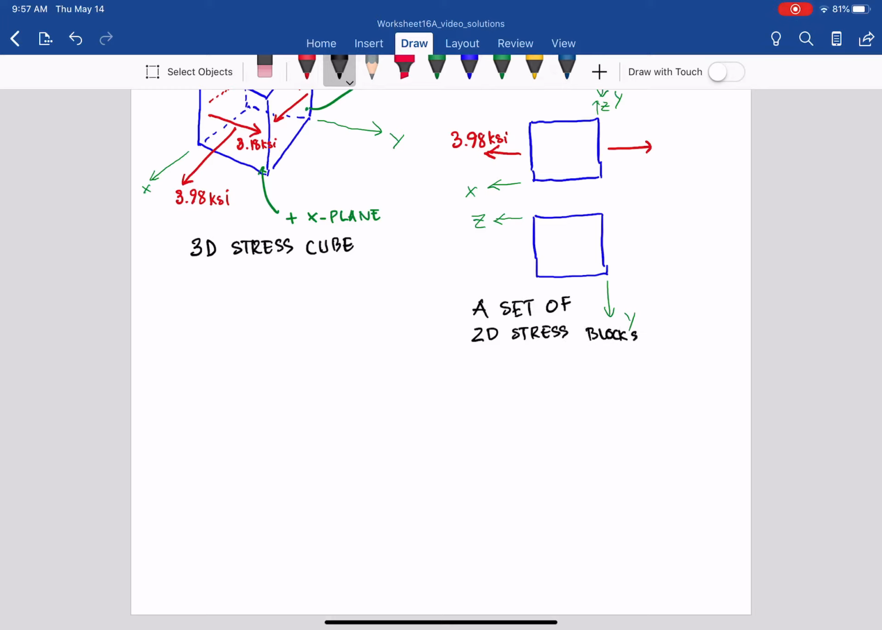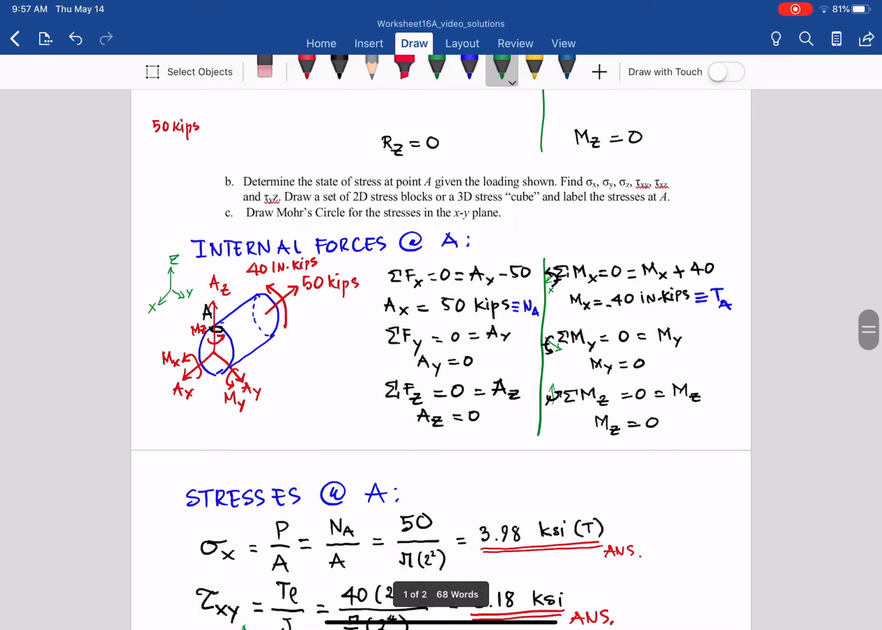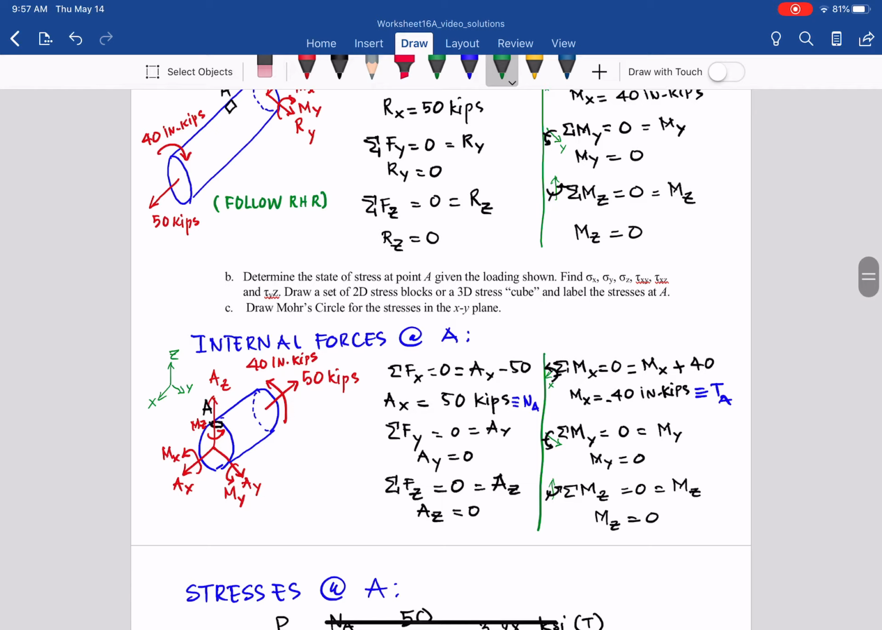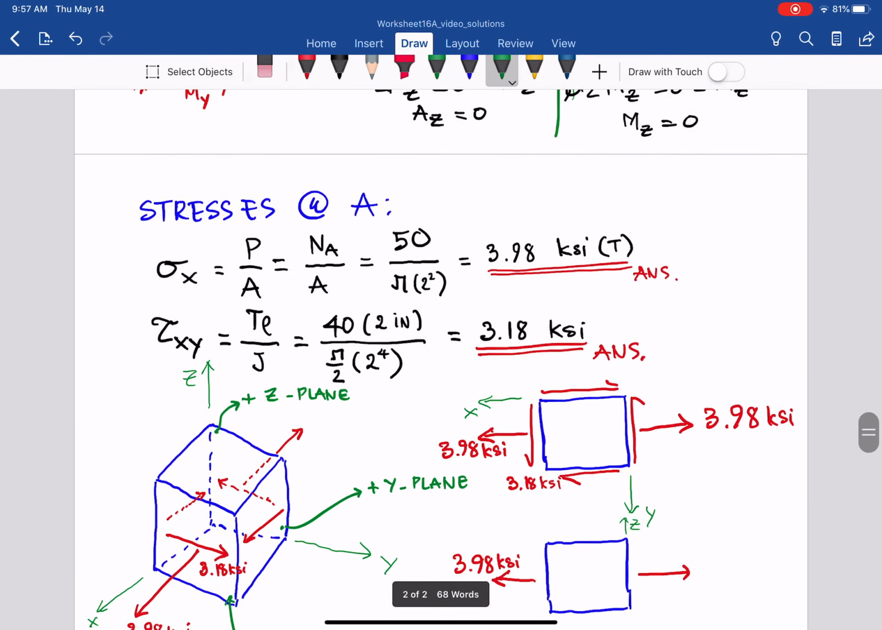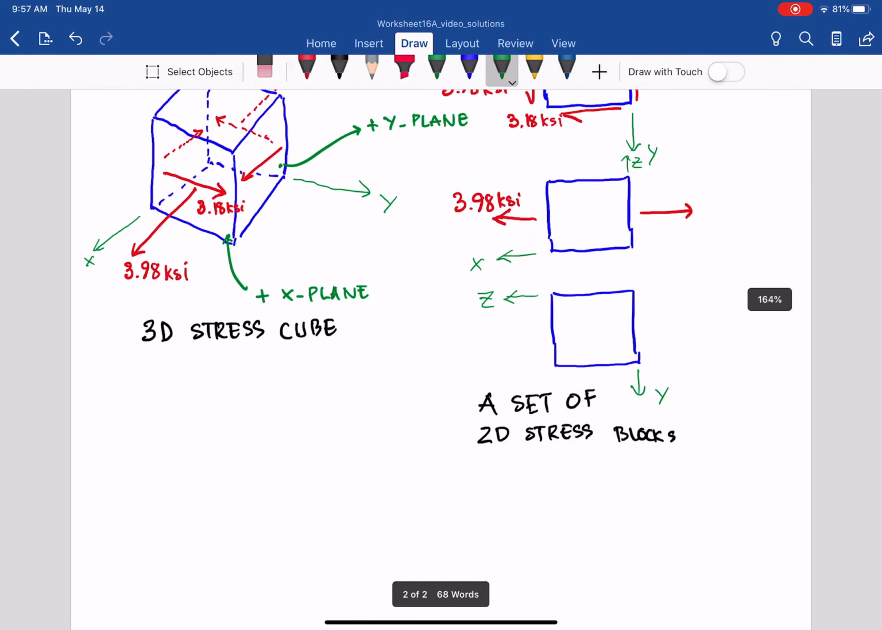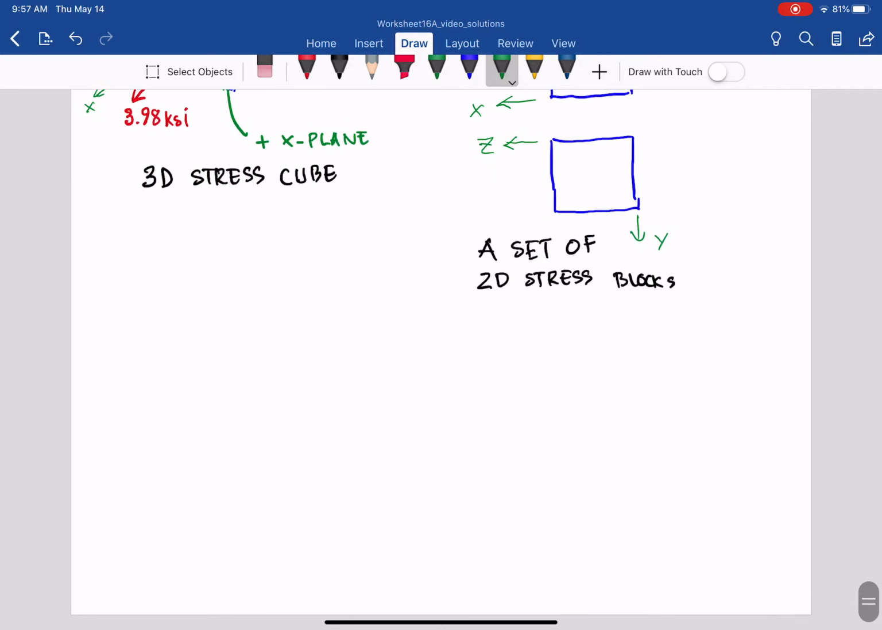Okay, so from that we can use the Mohr circle, which is the next problem that they show us here. The next part: draw the Mohr circle for stresses in the XY plane. We already have the XY plane there. So we just go ahead and find the radius and the center, right? So, Mohr circle.